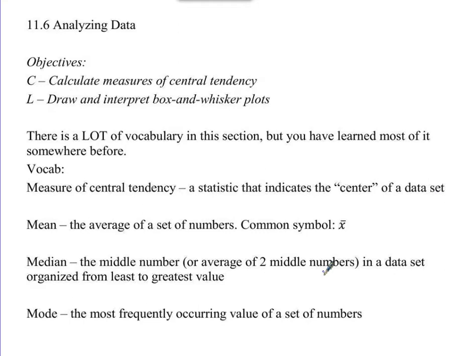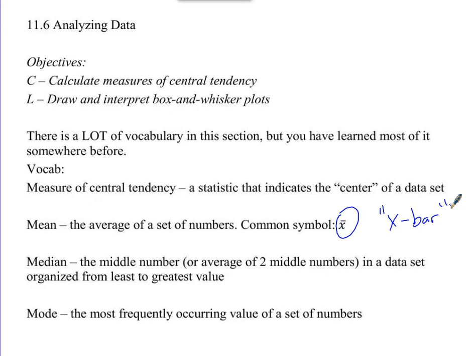They are mean, median, and mode. Those three things are the measures of central tendency that we're going to be working with. The mean is another word for the average, and you know how to find the average of something. So the average of a set of numbers. The common symbol is X bar. You read that as X bar. It's just an X with a bar over the top of it. That's all it is, X bar.